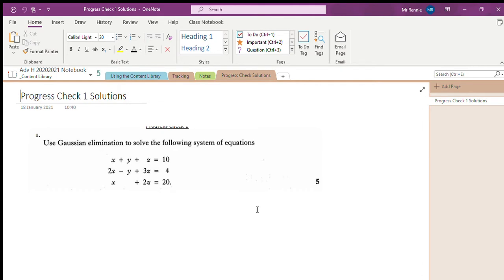Okay, so the first question, Gaussian elimination, and given these equations we have to solve for x, y and z. When marking this, everyone knew this went into an augmented matrix, so I'll just do that as well.